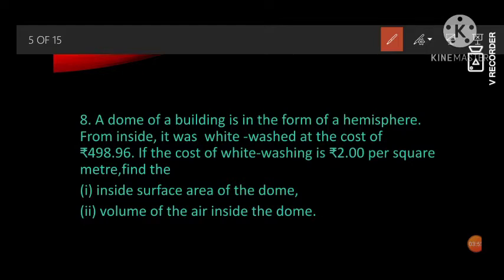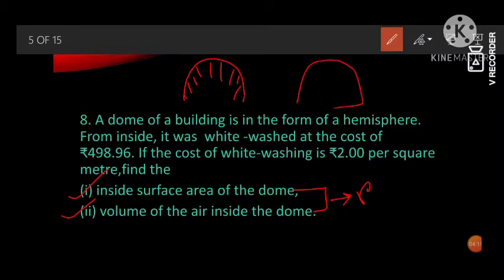So first we will find out the inside surface area and then we will find out the volume. So to find out the volume, in between this we have to find out the radius. Now in case of a dome, when a dome is whitewashed, only the interior part is whitewashed. The floor of the dome is not whitewashed. So the dome is in this hemispherical shape. So only the interior part is whitewashed, but the bottom is not whitewashed.